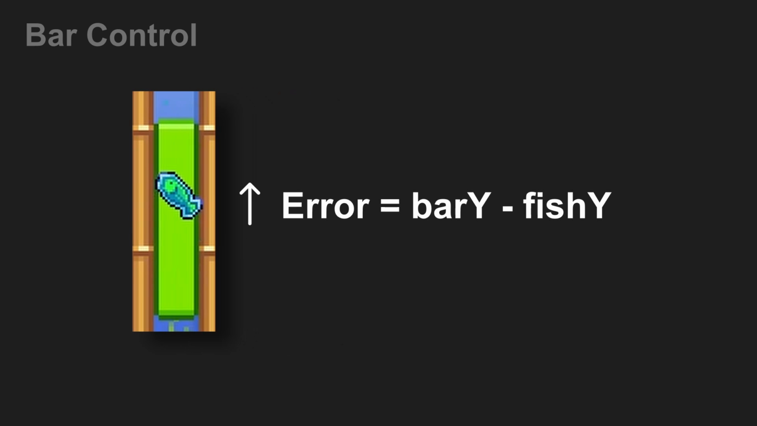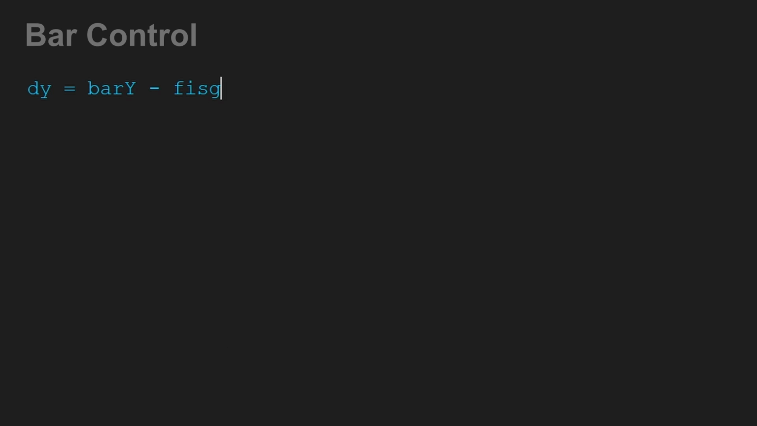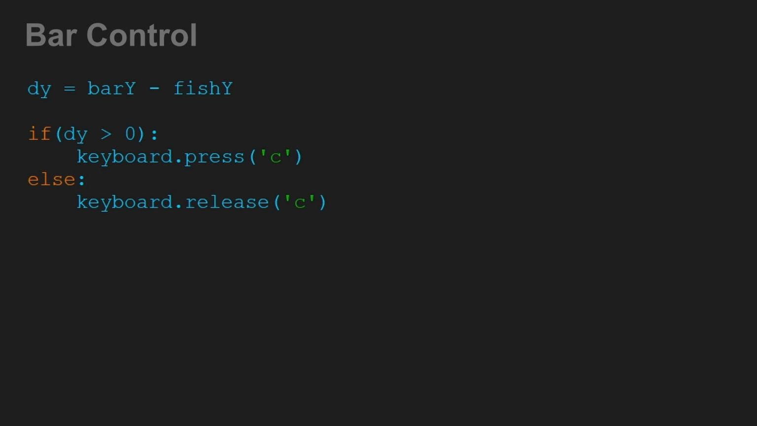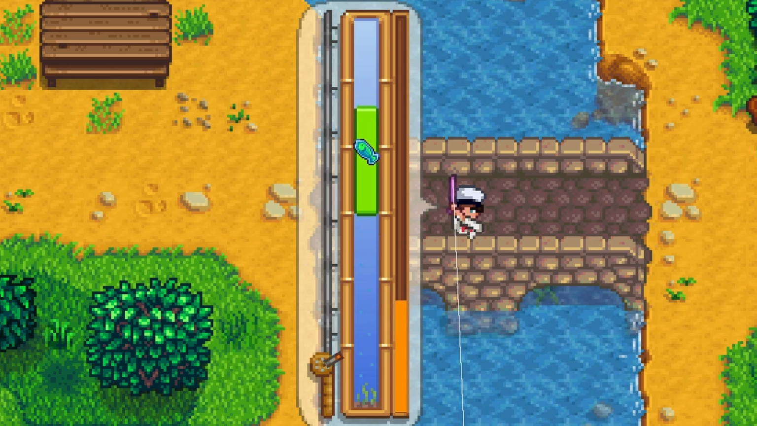Taking the position of the fish away from this results in the error between the bar and the fish, with a positive number if the fish is higher than the bar. So let's just slap an if statement in there, and if the error is positive, we'll press the C key, and if it's negative, we'll release it. Simple, right? This didn't work at all. There were so many issues.